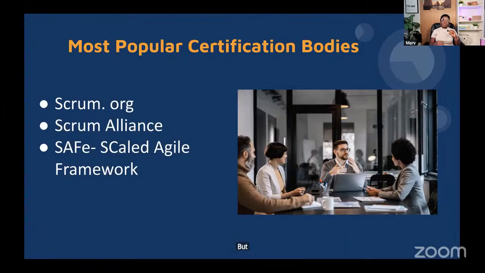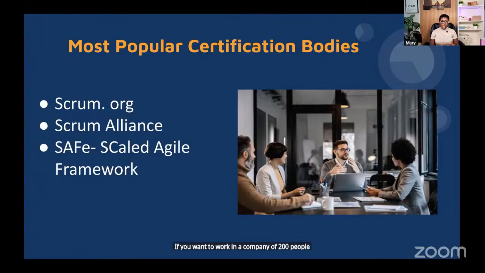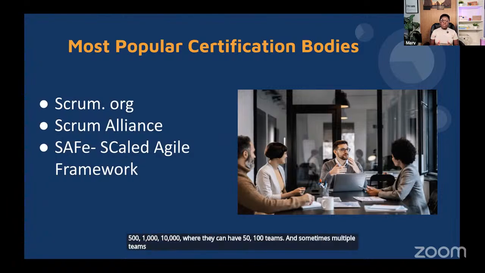But SAFe is one of the most, if not the most, popular scaling framework globally today, not just in America, globally, because they have their conferences in Europe, in Australia, everywhere. It's the most recognized one. And what does this mean? If you want to work in a company of 200 people, 100 people, 50 people, they might just be doing Scrum. But when the company gets bigger, to 500, 1,000, 10,000, where they can have 50, 100 teams, and sometimes multiple teams working on multiple products or the same products, they want to go the scaling way. That's like they have scaled the business.